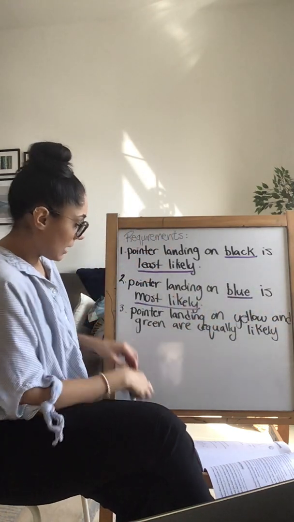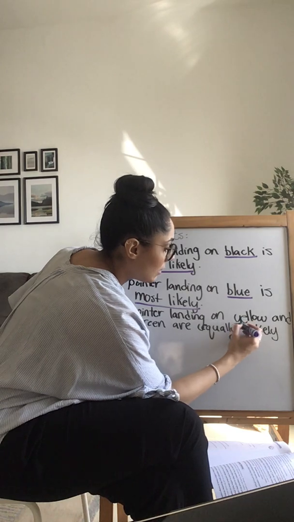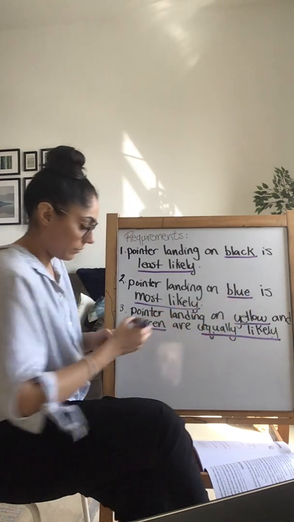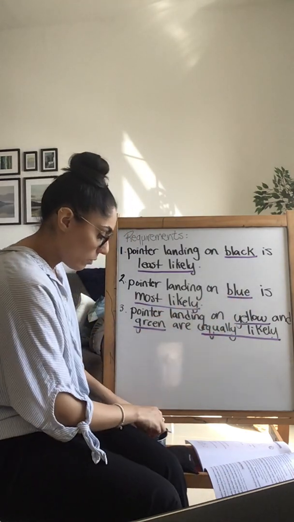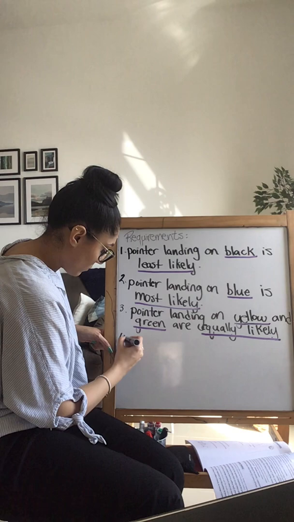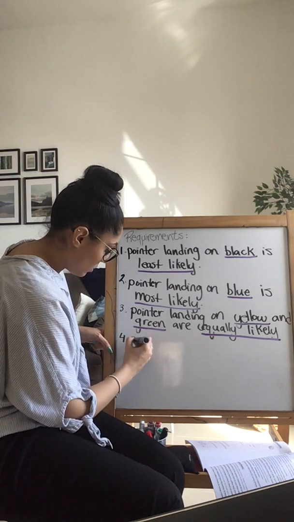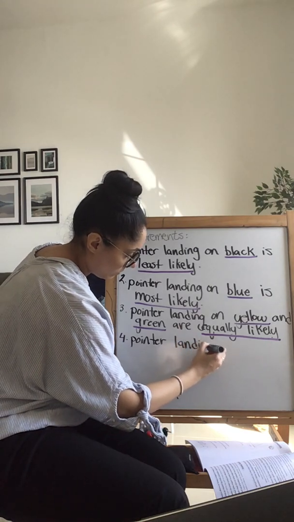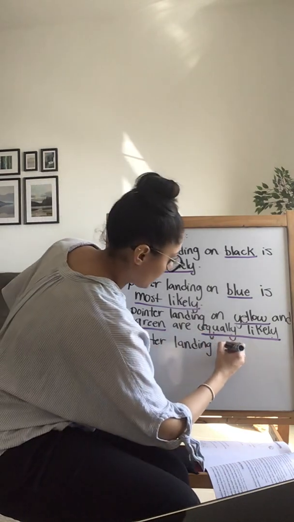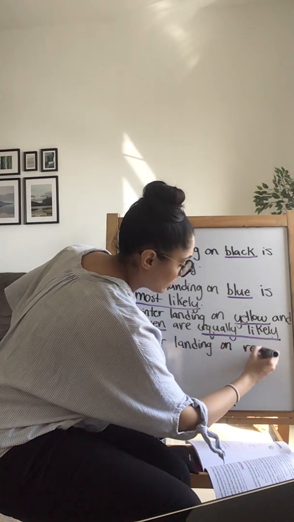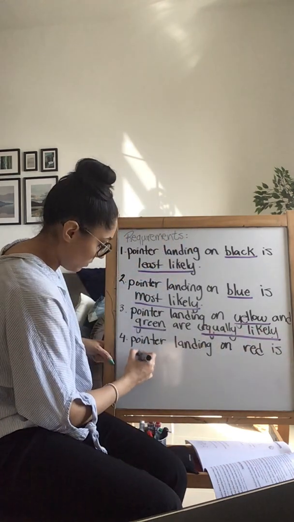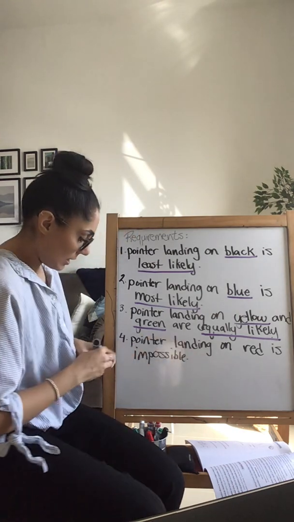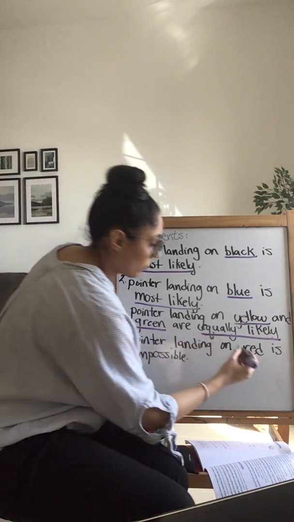Okay, so let's highlight pointer landing on yellow and green are both equally likely. And let's do one more. Pointer landing on red is impossible. Okay, let's highlight that and let's discuss it and go through it one by one.